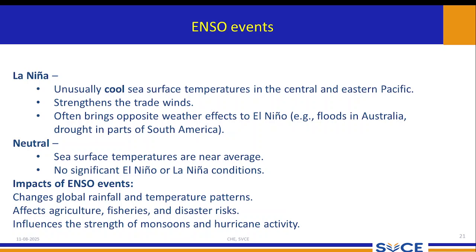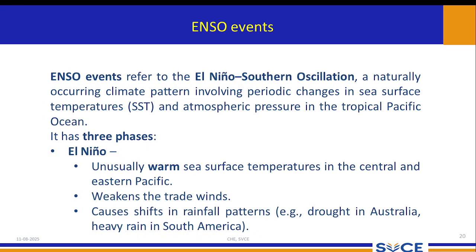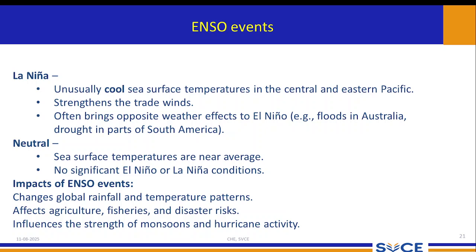Okay, the previous one was the weakening of the trade winds; now we strengthen the trade winds, which often brings the opposite weather effect to El Nino. Because it's the opposite effect, there is flood in Australia and drought in South America. The previous one was drought in Australia, now it's flood. So just imagine, one creates the flood. These are all natural means.